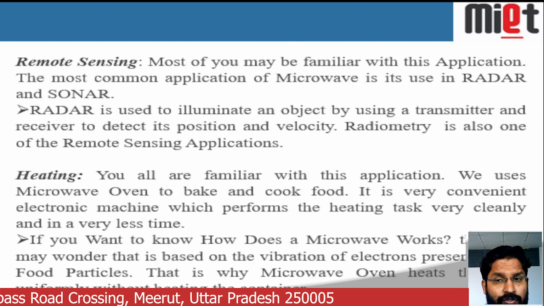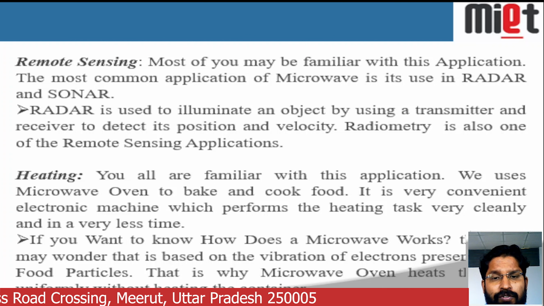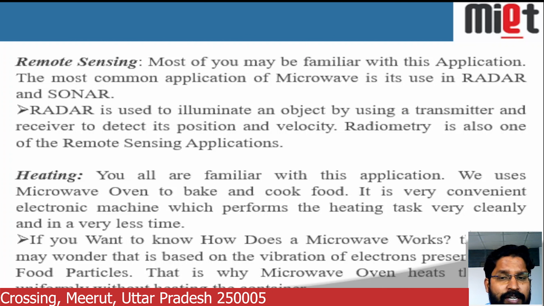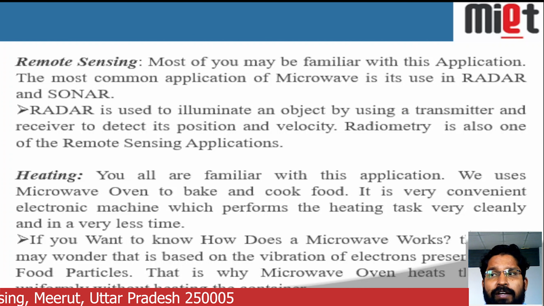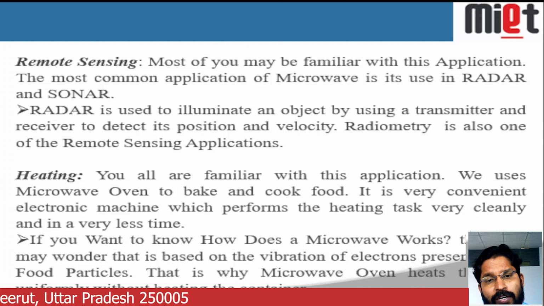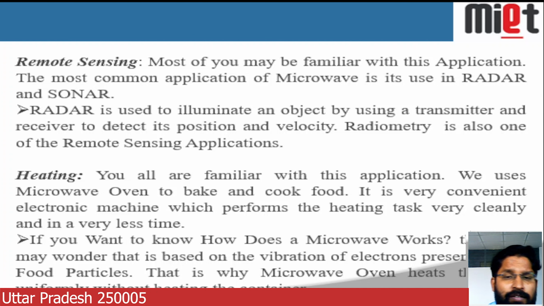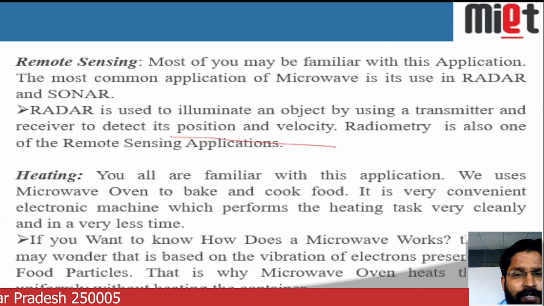Microwave frequency is also used in sonar and radar. Radar is used to illuminate an object by using a transmitter and receiver to detect its position and velocity. With the help of radar we can detect the object, and we not only detect the object, we also find the velocity and calculate the position of the object.